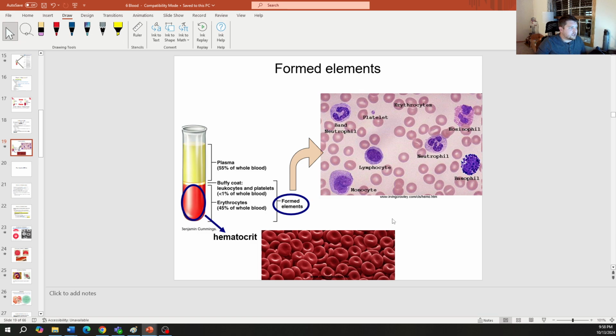Here's just, again, a little picture of some of these formed elements that we're all going to go over. We have platelets, the red blood cells, erythrocytes, lymphocytes, monocytes, basophil, neutrophil, eosinophil, and then a band neutrophil. Okay, we're going to go over all of these one by one.